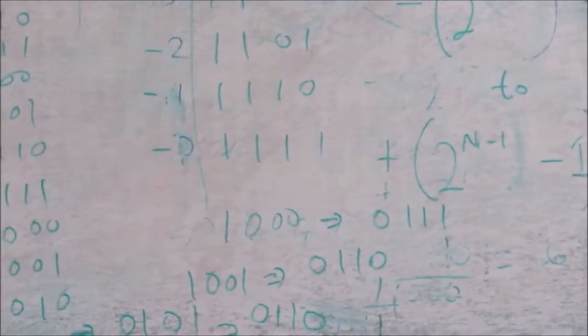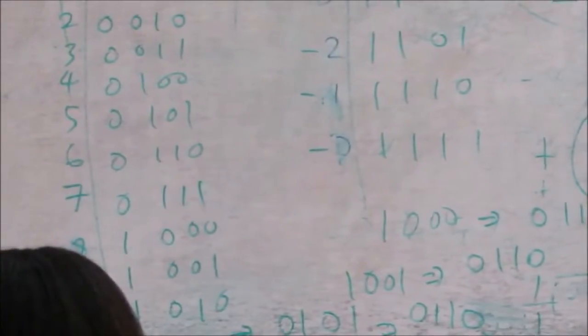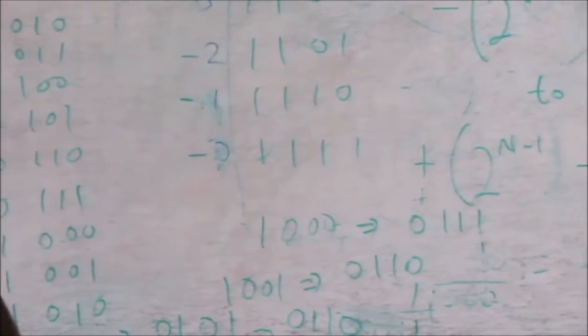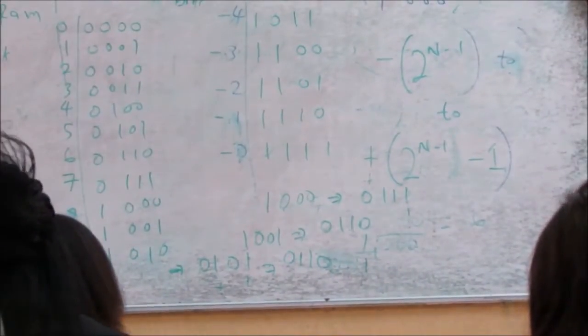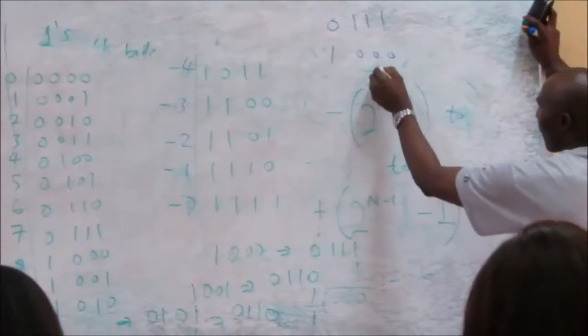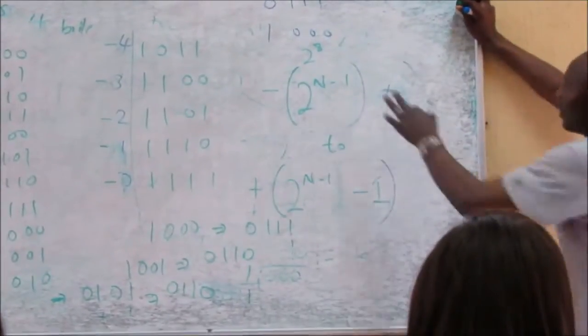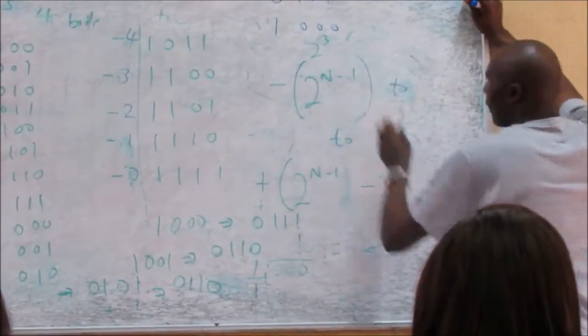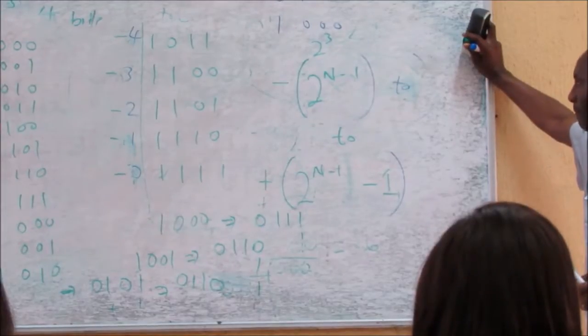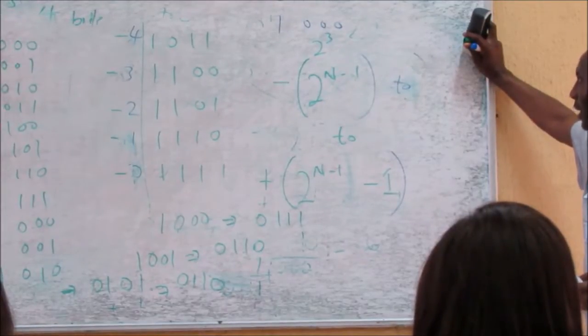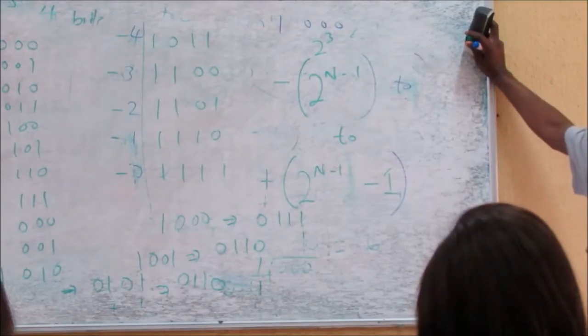Now, let's see if you are really going to have minus 8. Alright, from what you are saying, because if this is going to be 2 raised to power 3, then this is going to give us minus 8.